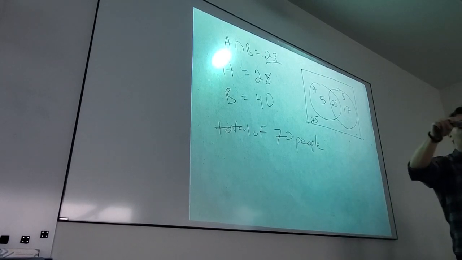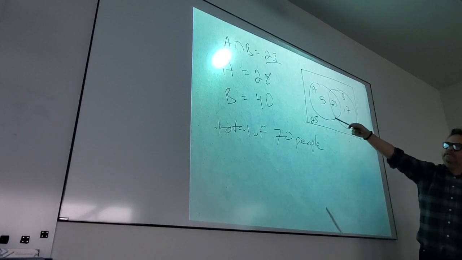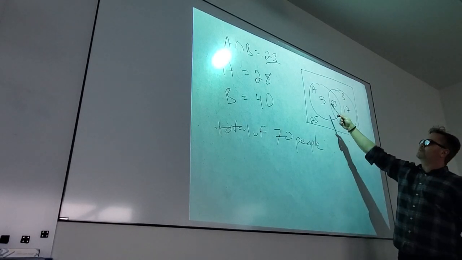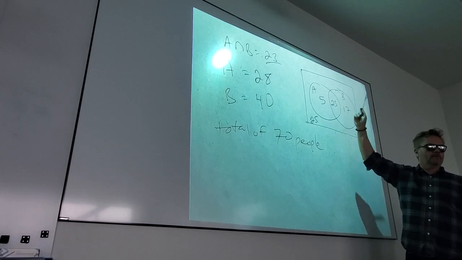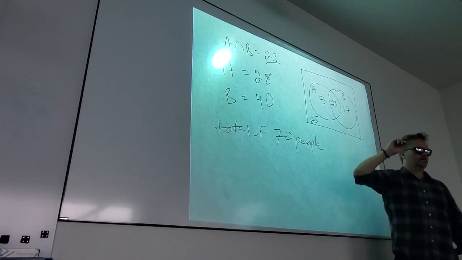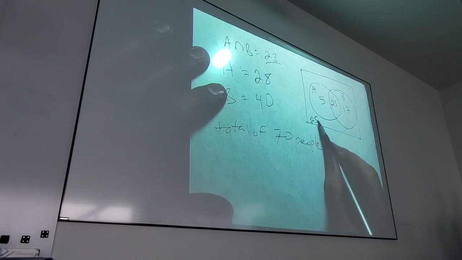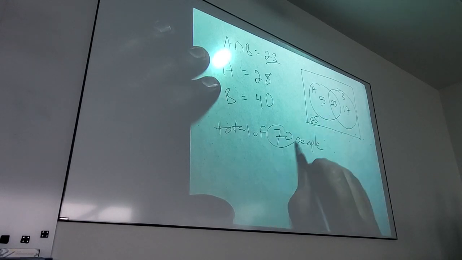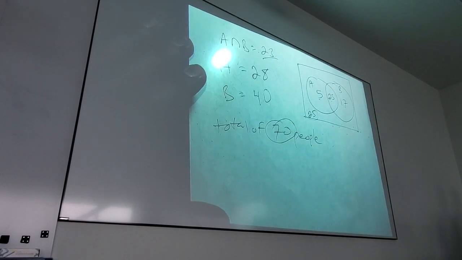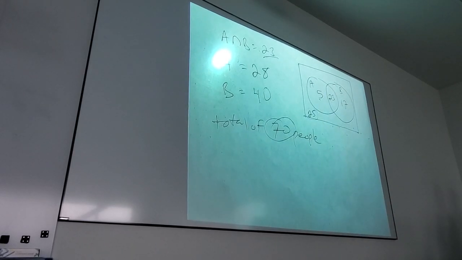Do you guys all see that? How many people are in the B circle? 40. Exactly what it's supposed to be. How many people are in the A circle? 28. And how did I get this number on the outside? I just add, and whatever's left over to make the total, that's what's out there in the universe. Those are the people that don't like apples or bananas.